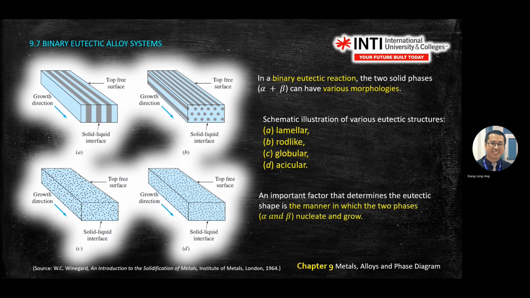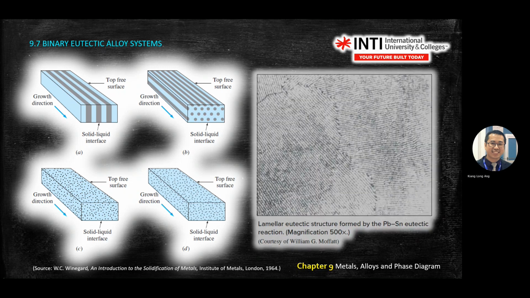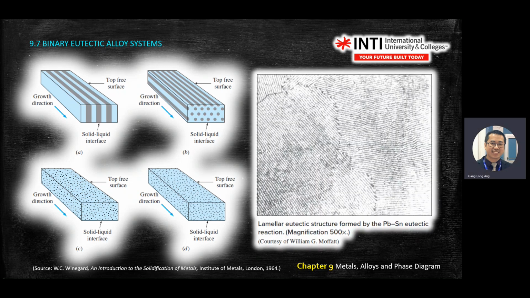So what determines the type of eutectic structure is the temperature. Important. Okay, how the alpha beta grow. If you look at the microscope from the bird's eye view, you see all these lines form. So this is a laminar. It is on the top left here. You see there's a layer appeared.